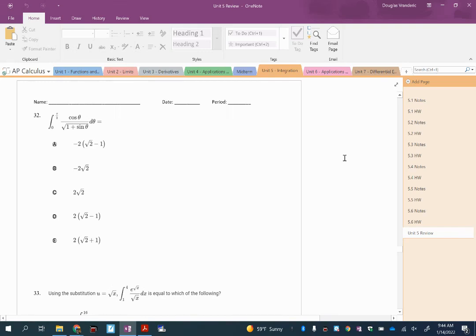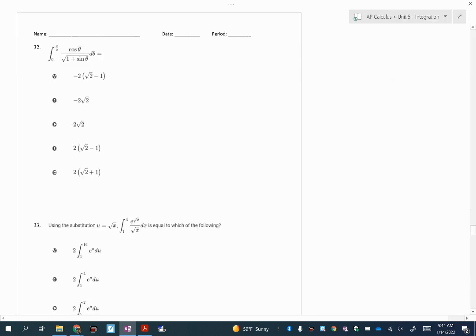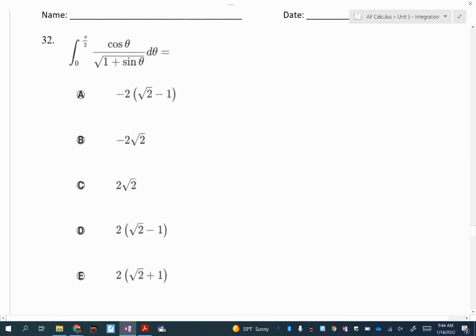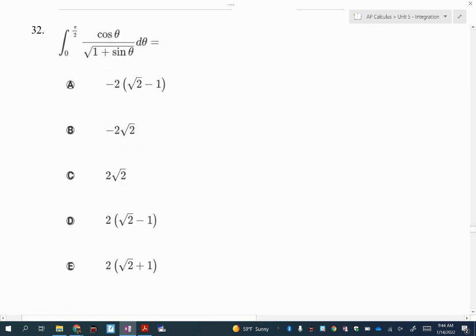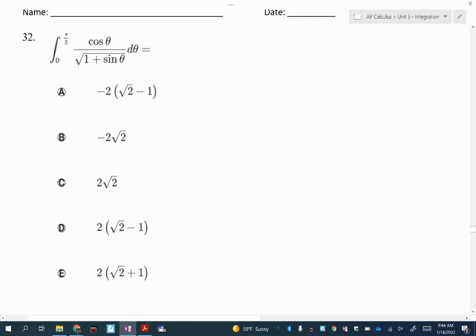Far, this is now the third part of our review on Unit 5 integration. All right, so what I'm going to be doing here for pretty much all of this is going to be U substitution. All right, so this will be probably some of the more challenging problems that will end up in this section, okay? So let's start with this first question, 32.